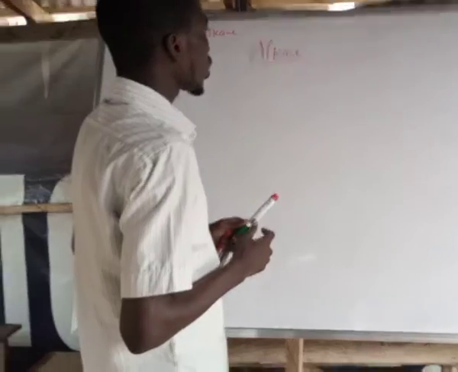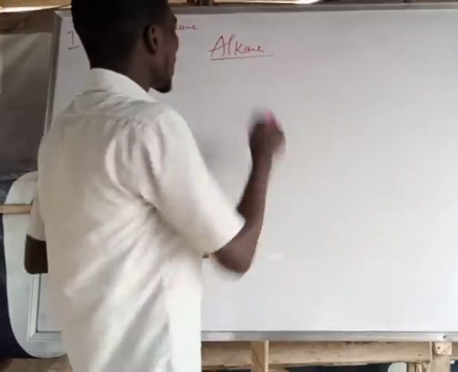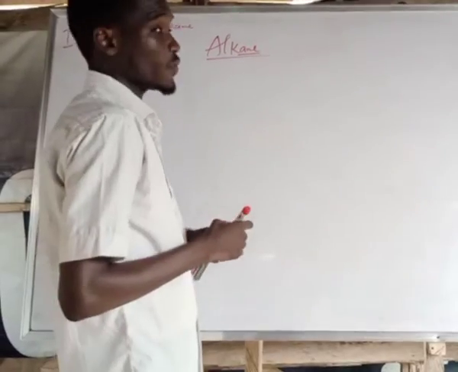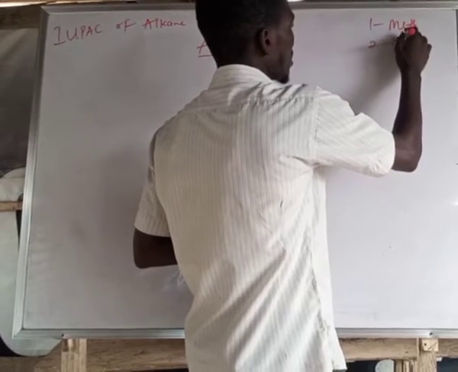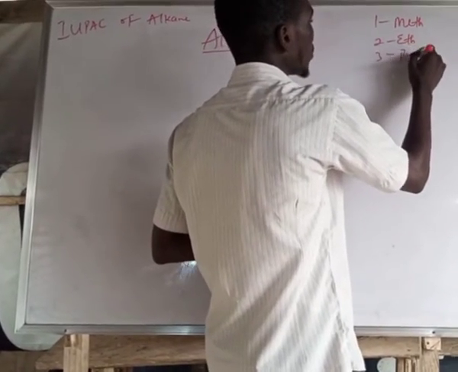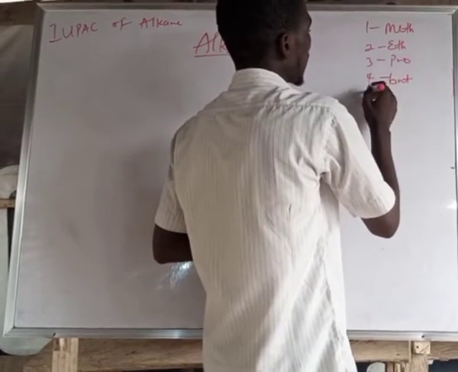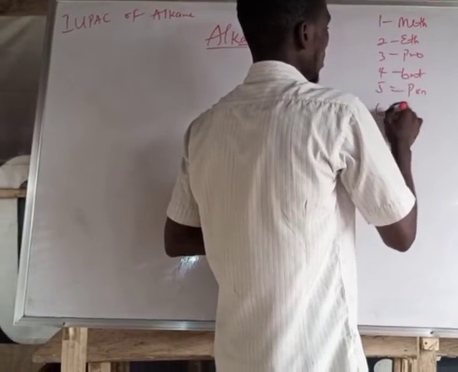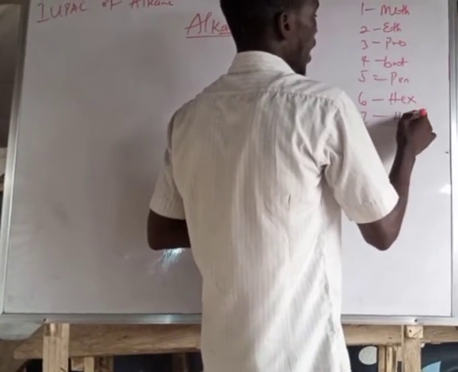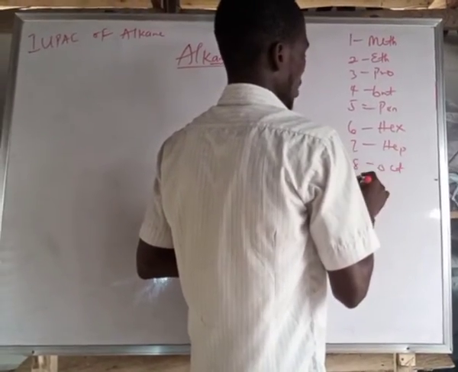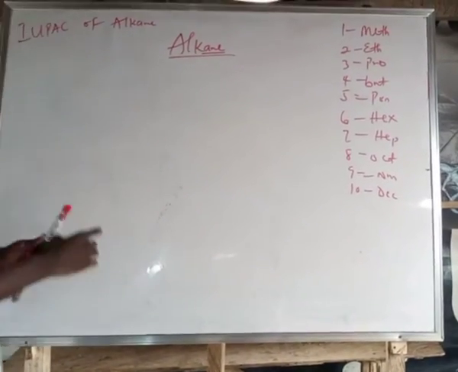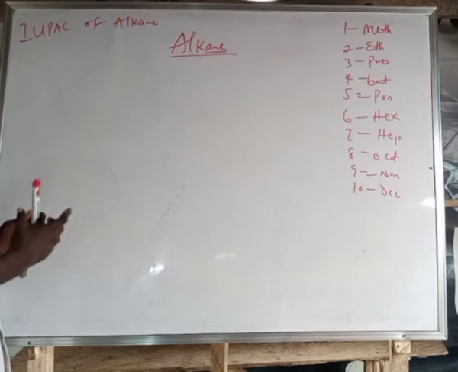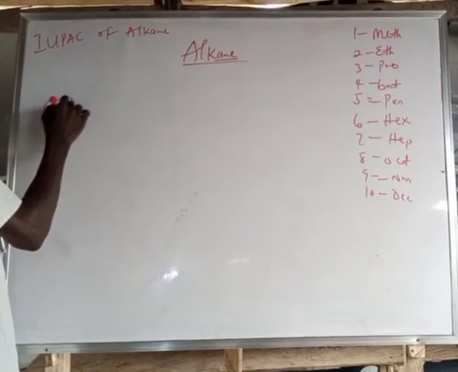And again, I want to drop the suffix and the prefix for both. This "ane" we have here is the suffix. And here I have 1 to be meth, 2 to be eth, 3 I have prop, 4 I have but, 5 I have pent, 6 I have hex, 7 I have hept, 8 I have oct, 9 I have non, and 10 I have dec. Look at this now. All these are the prefix, and here is what? Suffix.